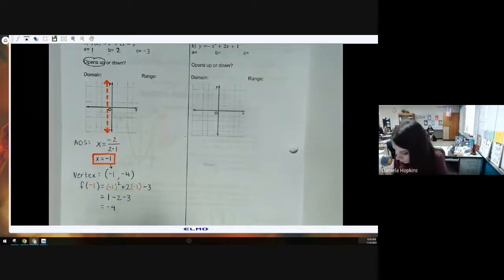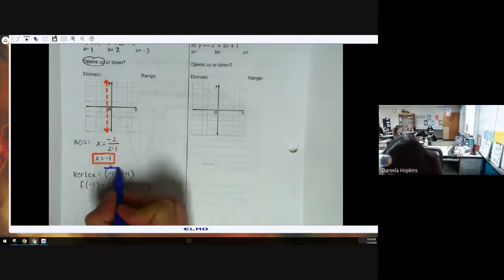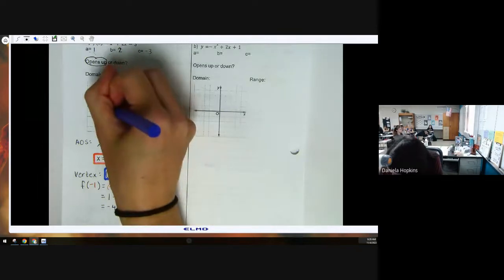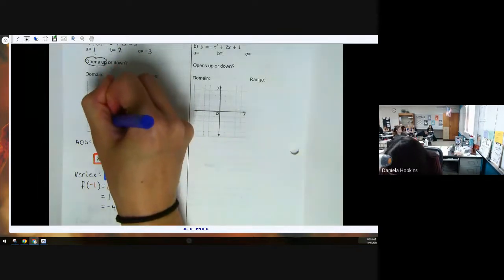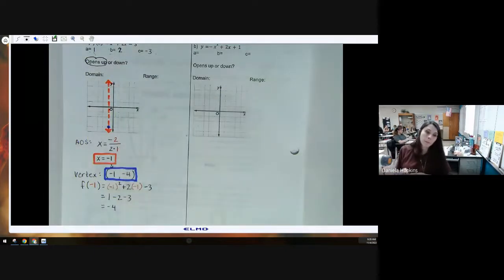Okay, so I have my vertex here. I'm going to go ahead and plot it with this. I had a better blue marker. This one. It's broken. Okay. So I'm going to go ahead and plot this at x equals -1, down then 4. Okay, there is my vertex.